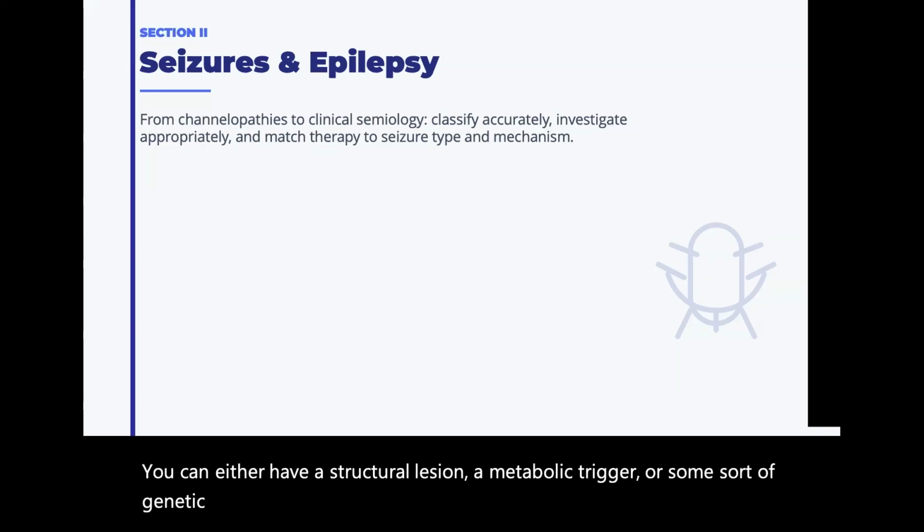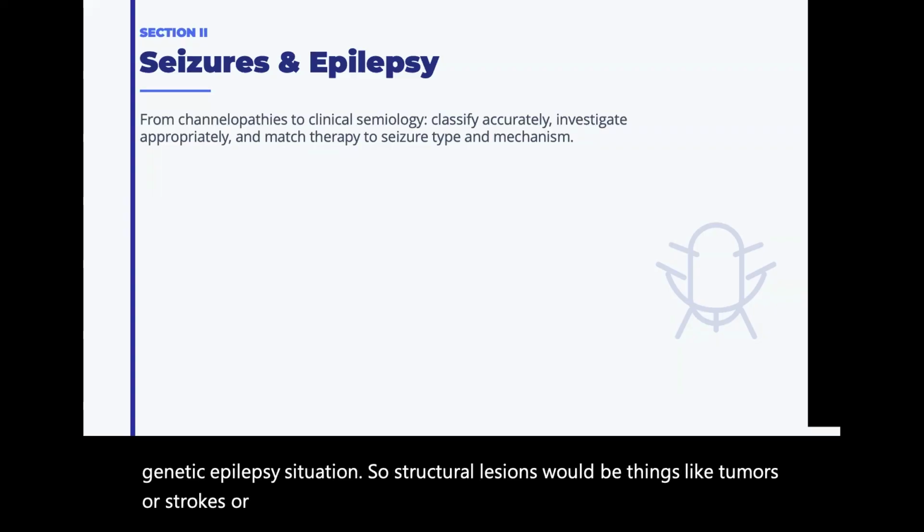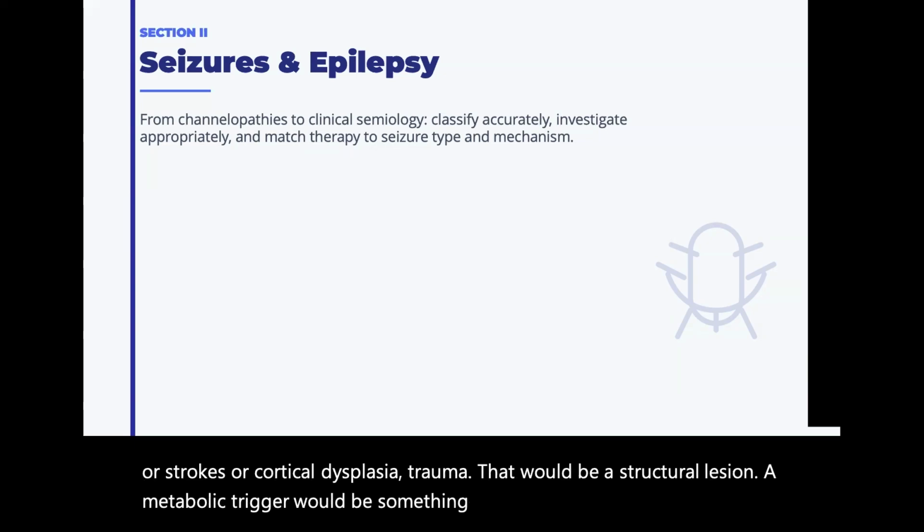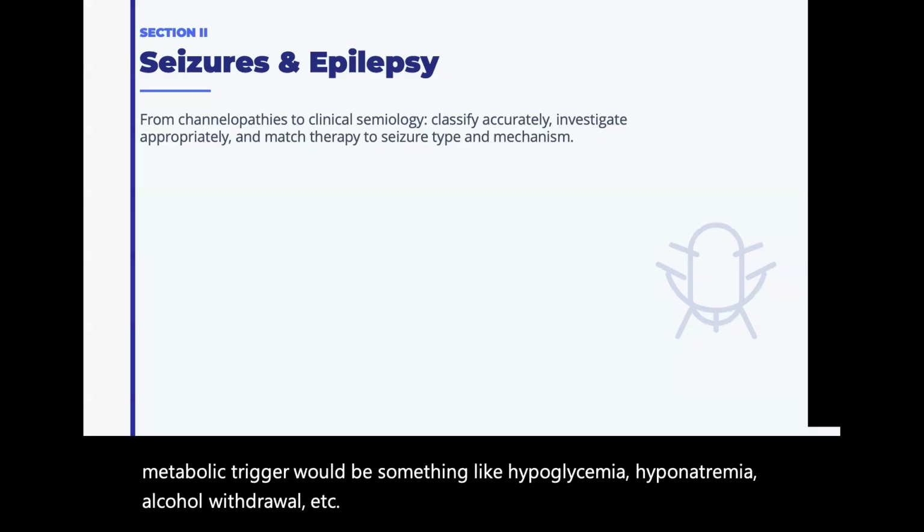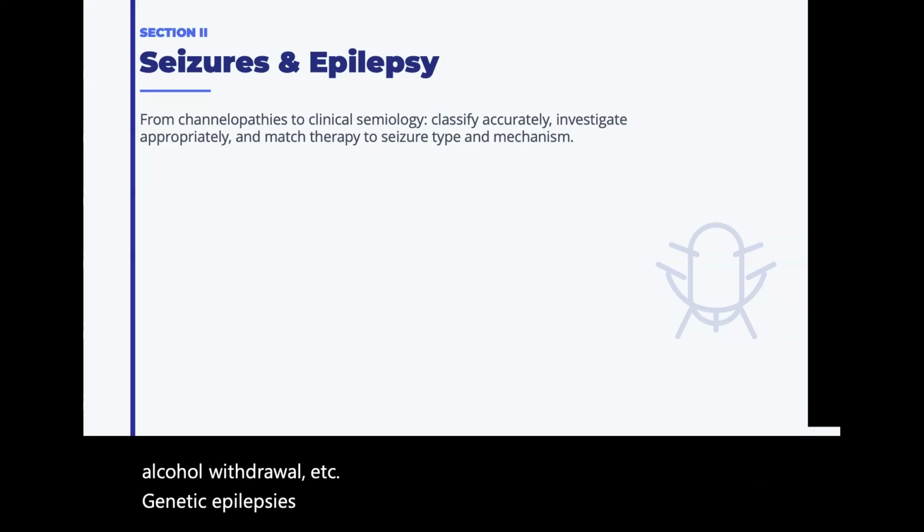So structural lesions would be things like tumors or strokes or cortical dysplasia, trauma. That would be a structural lesion. A metabolic trigger would be something like hypoglycemia, hyponatremia, alcohol withdrawal, etc. Genetic epilepsies, these are specific syndromes with characteristic semiology. Now, semiology is the EEG pattern.